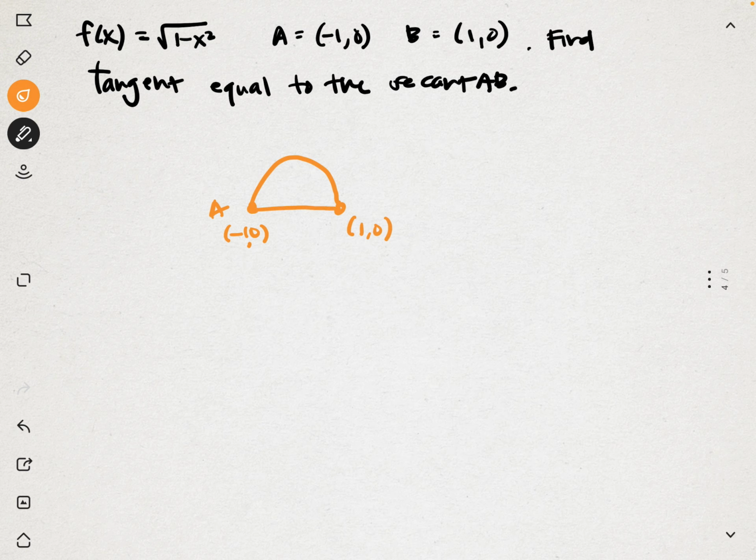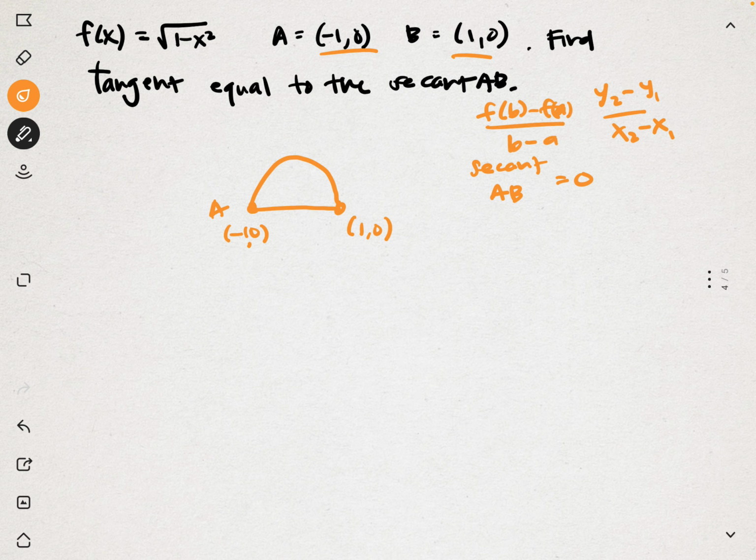Well, the secant of AB is pretty easy. That's going to be slope 0. Secant AB is equal to 0, right? If we wanted to, we could plug in the points into the y2 minus y1 over x2 minus x1 thing, or even use the one that they gave us, f of b minus f of a over b minus a. All of these things will get us to 0. All right, so what they're asking us to do is find when the tangent is equal to the secant AB.